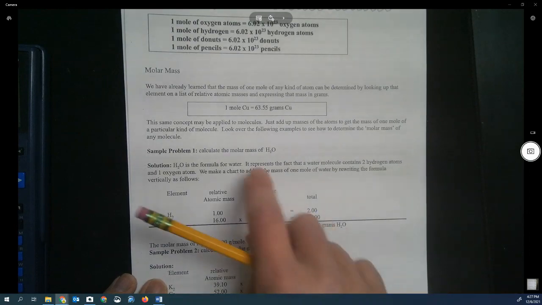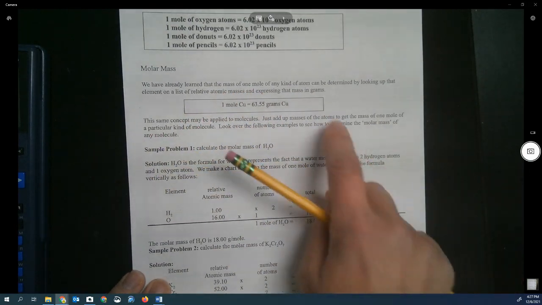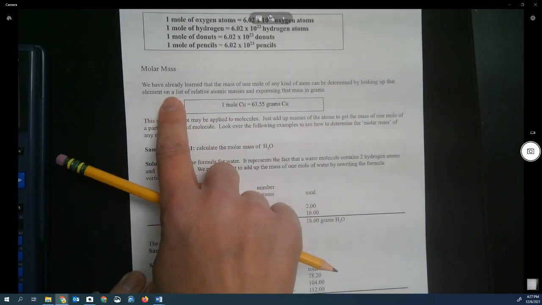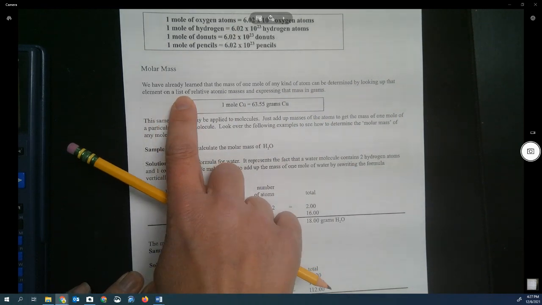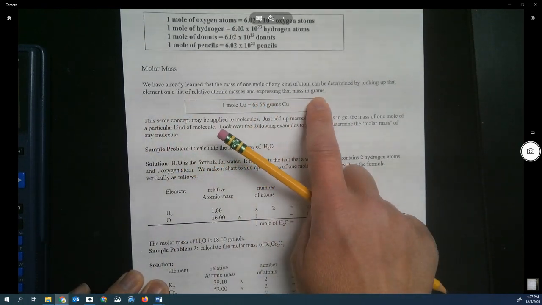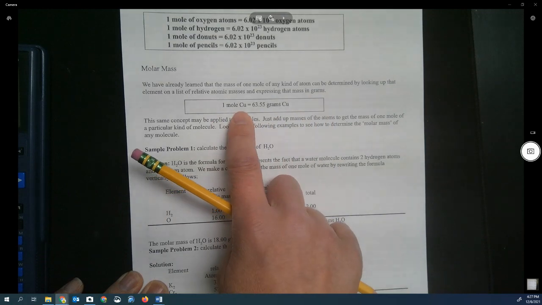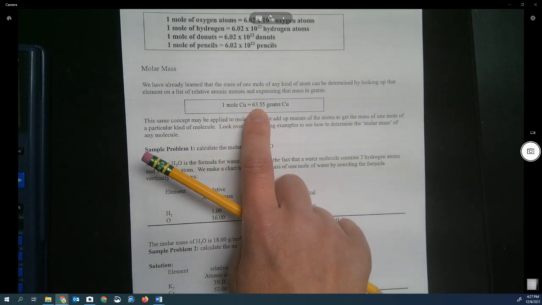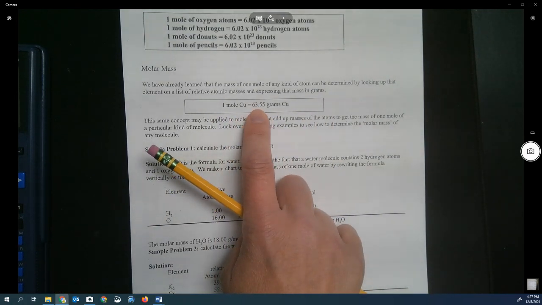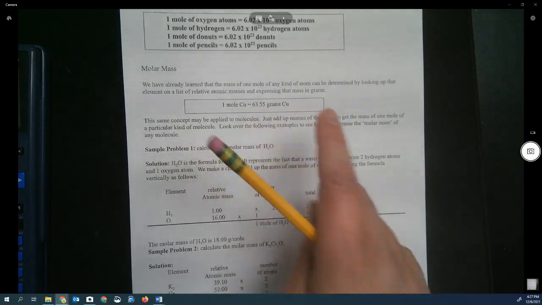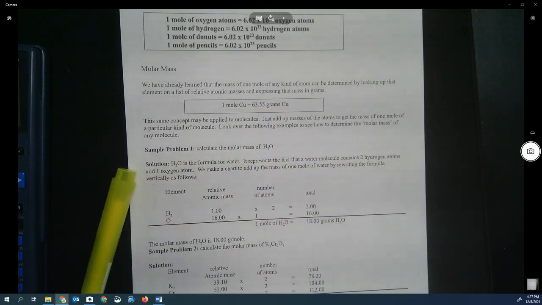So we've already learned that the mass of 1 mole of any kind of atom is determined by looking up the element on a list of relative atomic masses and expressing that in grams. So 1 mole of copper is 63.55 grams of copper. So where are we getting that number from?